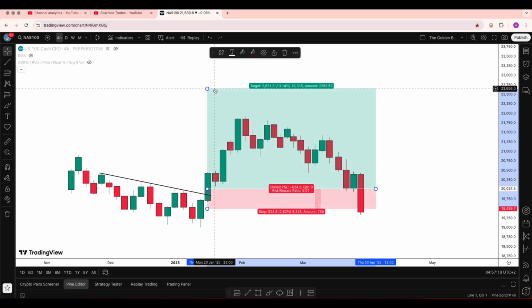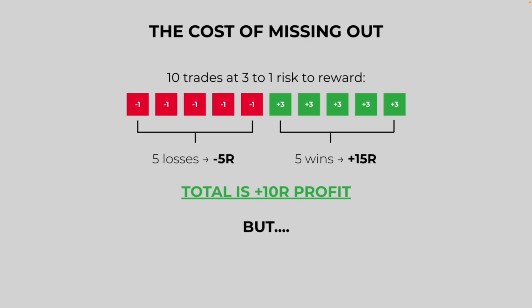This is obviously just one example, but from years of experience, I have noticed this pattern so often that when you try to aim for an extremely high risk to reward, oftentimes your winning trades turn out to be losers and your win rate is extremely low, and it can get very frustrating. I like to call this concept the cost of missing out.